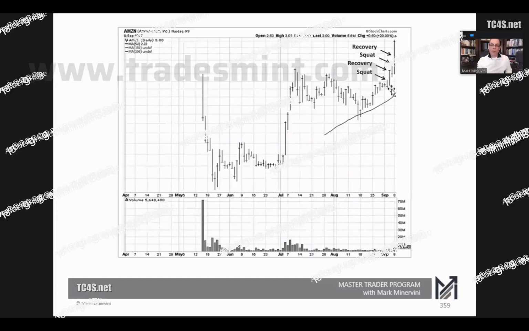And then look at the tennis ball action. You get the squat and then bang. Then you get another squat. It actually tries to follow through, but it squats and then bigger bang. This is telling you that the short-term selling is being completely absorbed and then some.